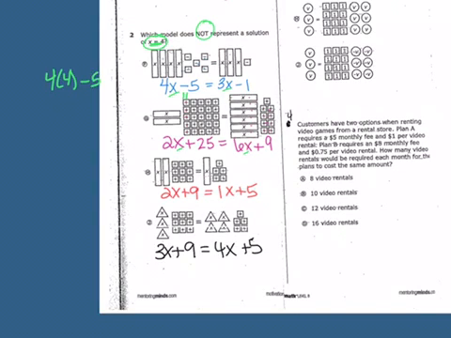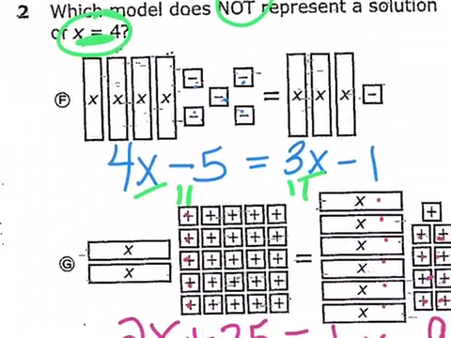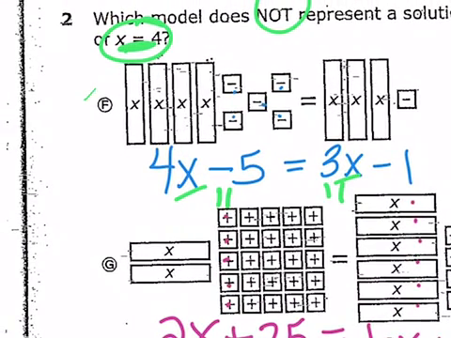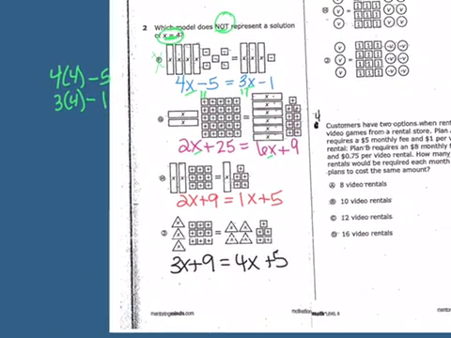And then if I did the other side, I would have 3 times 4 minus 1. So that'd be 12 minus 1. So on F, those are the same. They both equal 11. That's good, but I'm looking for one that's not a solution. So it wouldn't be F. And then you can do the same thing on G, H, and J. Go through, plug in 4 for each one.